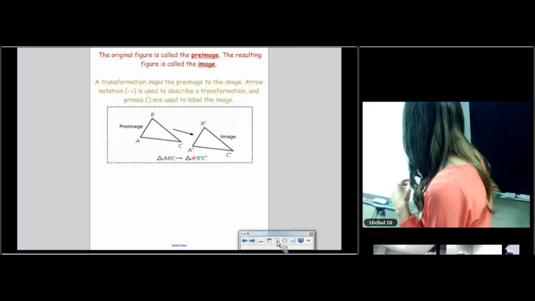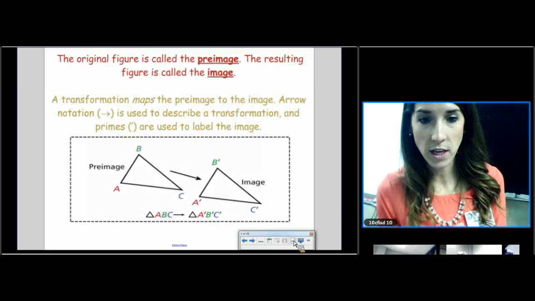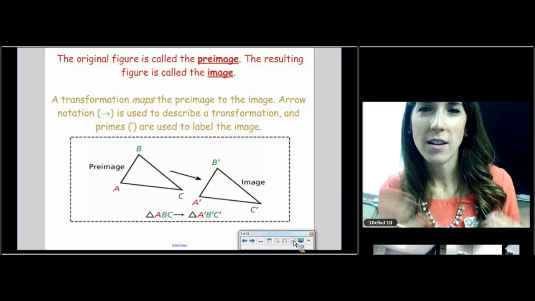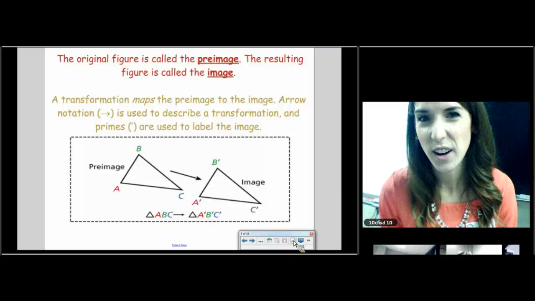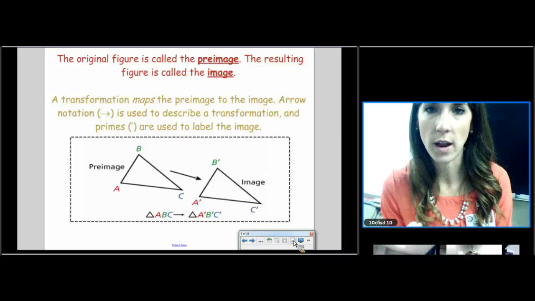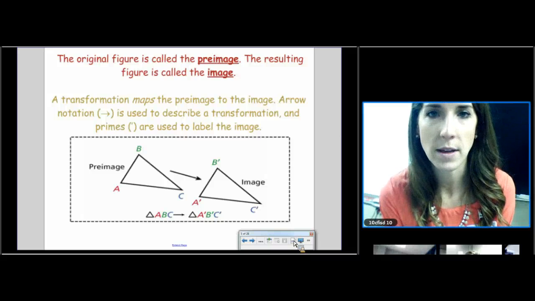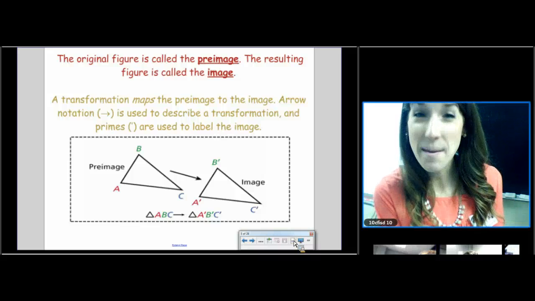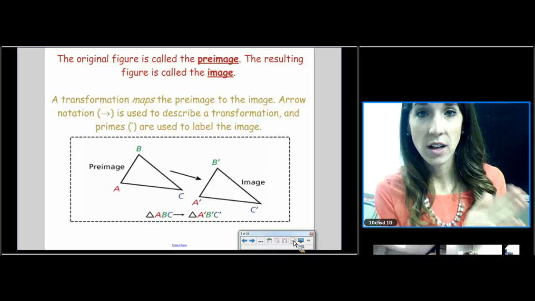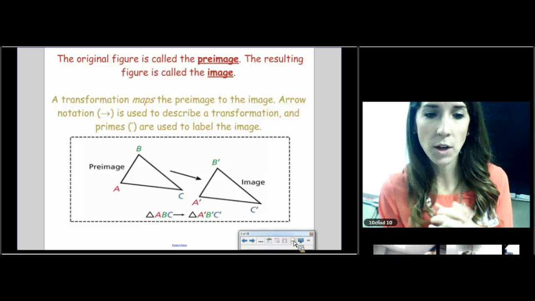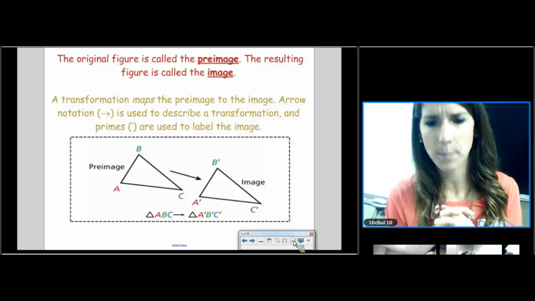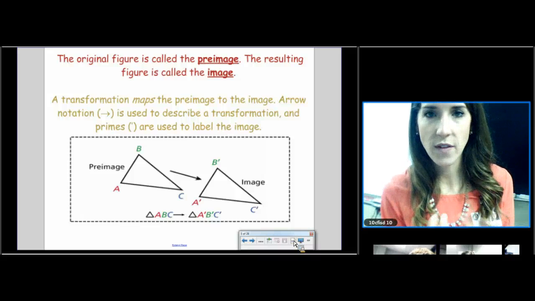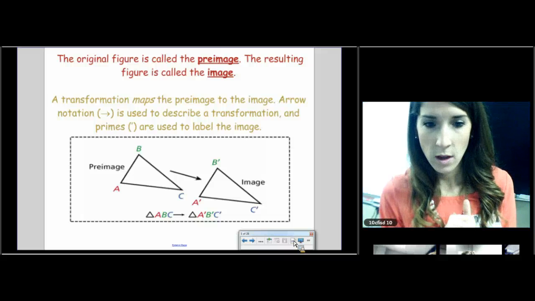Okay, so I'm going to use these terms throughout the unit. Pre-image and image. It gets kind of confusing, but the word pre means it comes first. So the pre-image is the original one. The first one we drew is the pre-image. And then the resulting figure after you complete a transformation is called the image. So there's the pre-image that becomes the image. For a transformation, we use the word maps. It maps the pre-image to the image. And we draw an arrow to show that the figure has been transformed.